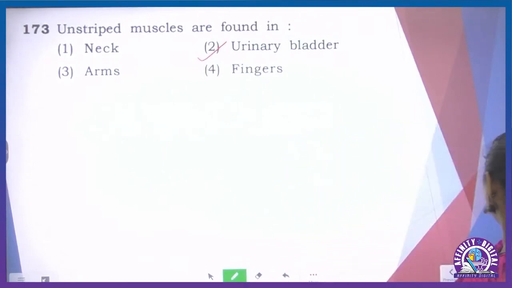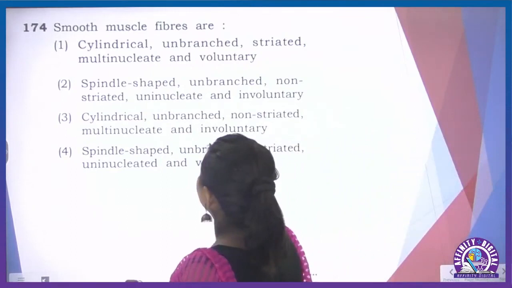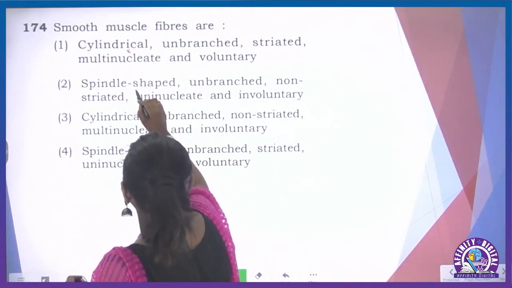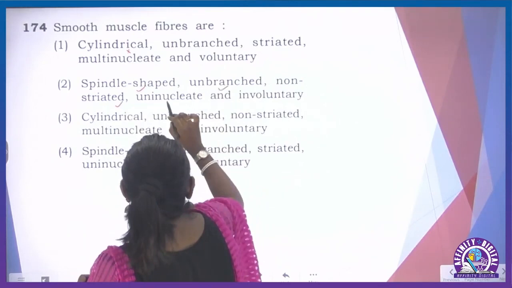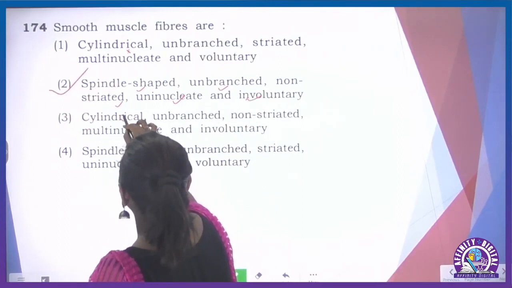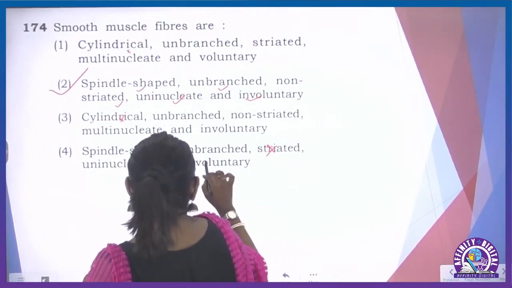Moving to the next question, smooth muscle fibers are cylindrical, bacho, nahi hoga to isko skip karo, spindle shaped hoga, correct, unbranched, that is also correct, non-striated, that is correct, uninucleated, correct, involuntary, correct. So the second option, baki bhi check kar lete, cylindrical, nahi hoga, spindle shaped, correct hai, unbranched is striated, no, it is non-striated, it is not voluntary in nature. So 174, the correct option is the second one.